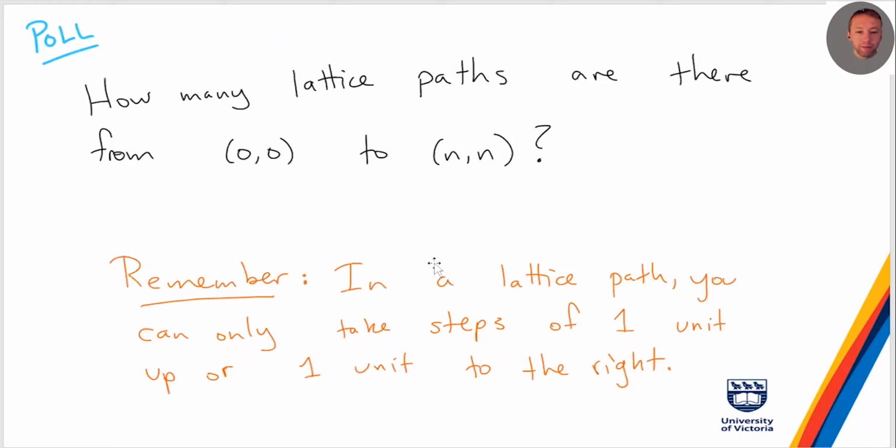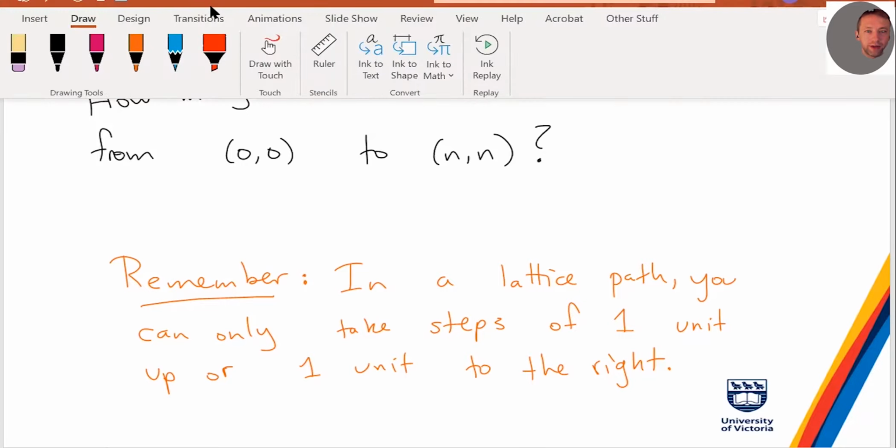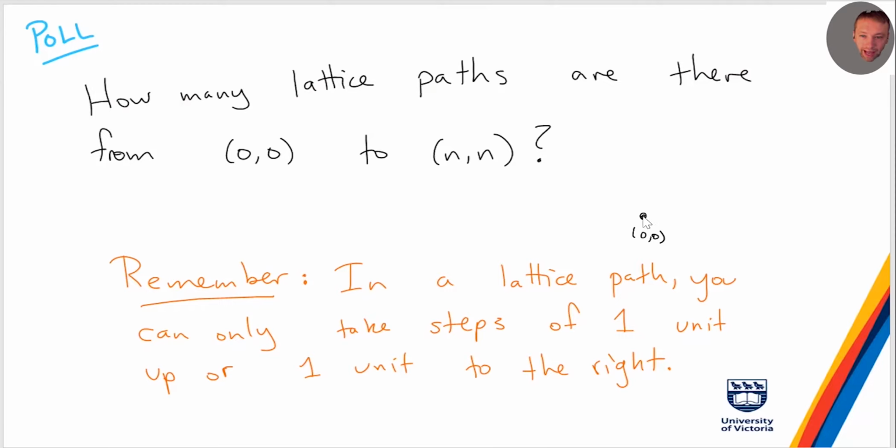Okay, let me remind you of something. This is going way back to one of the first lectures of the whole course. Remember this thing about lattice paths? How many lattice paths are there from 0, 0 to n, n? In a lattice path, you start at 0, 0, at the origin, and the allowed moves are to take one step to the right or one step up.